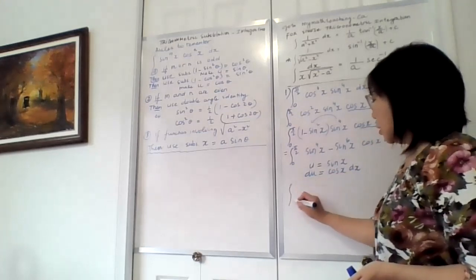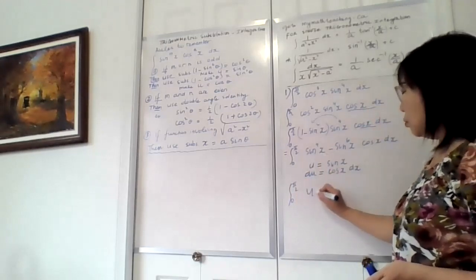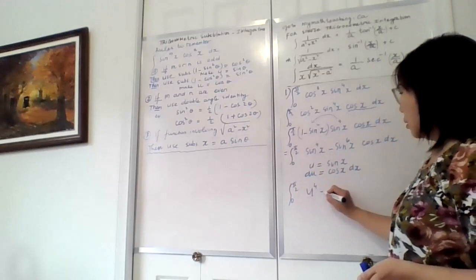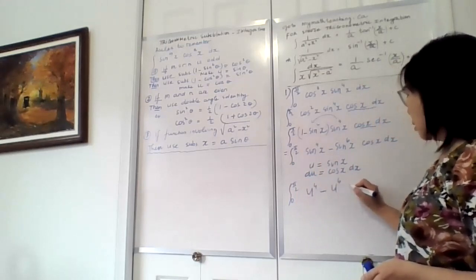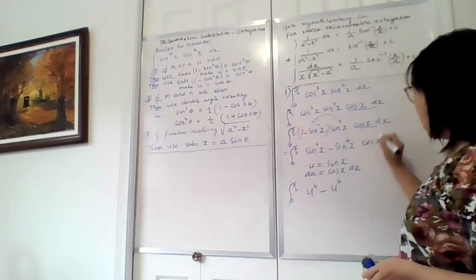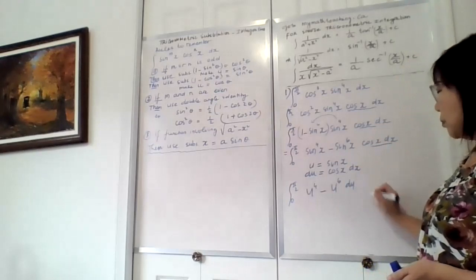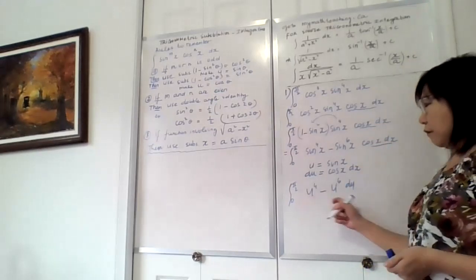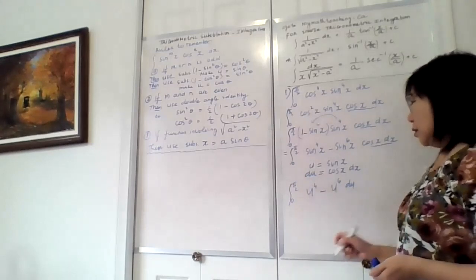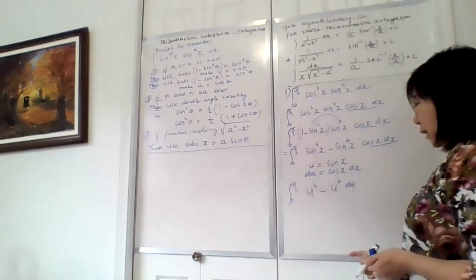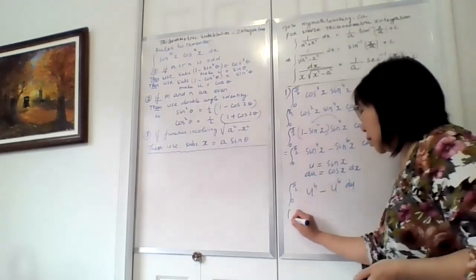So I'm going to substitute this by u to the power 4 minus u to the power 6, and cos x dx. I'm going to substitute cos x dx by du. Because it's easier for me to evaluate in u instead of x, I don't bother to substitute back, okay? I'm just integrating this to make it easy.